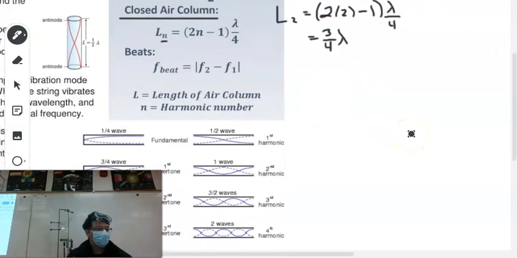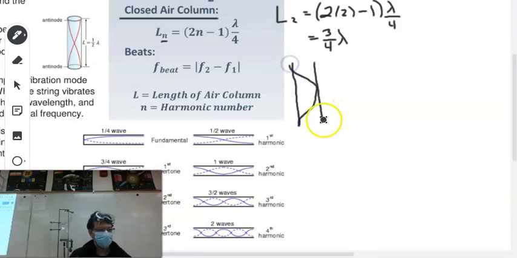Now I could continue to draw the open air column as well. The shortest possible resonance you can draw would be from one antinode to the next antinode. So if I were to draw the next one, we can go from one antinode, not to this one, but to the next one, to make it a little bit longer. So what would that be?